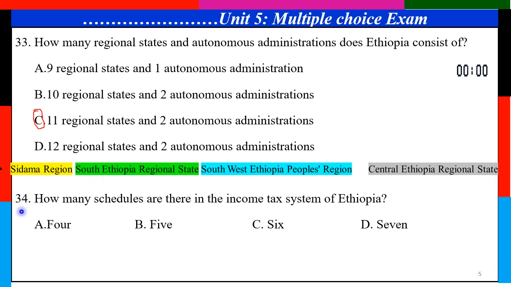Okay. Question number 34. How many schedules are there in the income tax system of Ethiopia? A. 4, B. 5, C. 6, D. 7. There are 5 schedules of what? Income tax system in Ethiopia. Last time we already discussed this one.